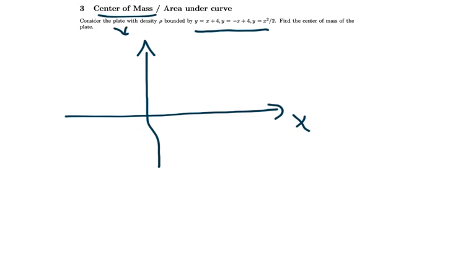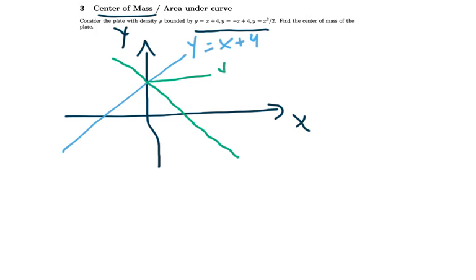This is my x and my y. So y is equal to x plus 4, so when x is equal to 0, y is equal to 4. When y is equal to 0, x is equal to minus 4, so that's this line. So y is equal to x plus 4. Y is equal to minus x plus 4, so it's just going to be the opposite of that. And it's going to intersect here at the point y is equal to 4.